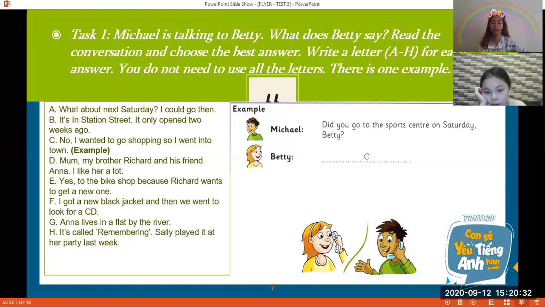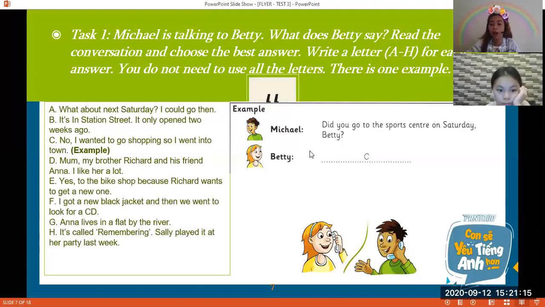Okay, so Michael is talking to Betty. What does Betty say? You have to read the conversation and choose the best answer. Write a letter from letter A to letter H for each answer. You do not need to use all the letters. So you can read a conversation like this. Then this is your answers. You will choose your answers here. Okay, is that clear?